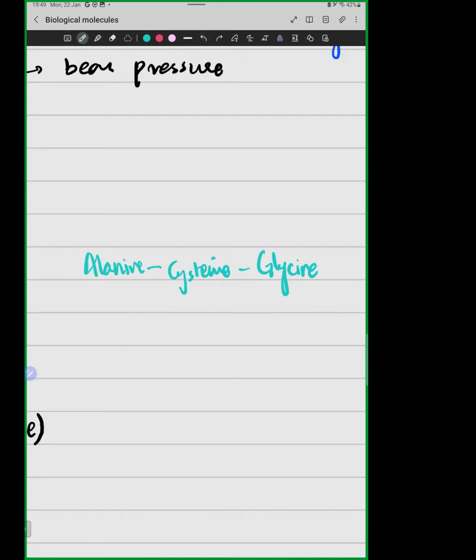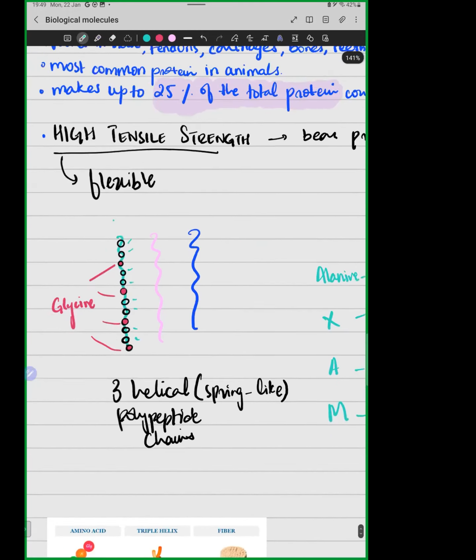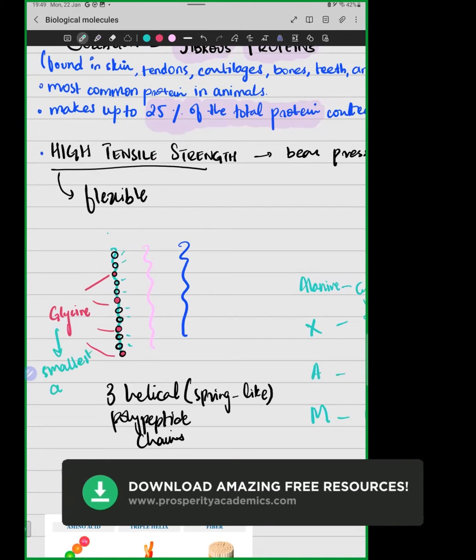So similarly X and Y can be anything in polypeptide chains, but the third amino acid will repetitively be what? Glycine. For example, in another polypeptide chain it is A, B and glycine. Another could be, for example, M, N, and glycine. But every third amino acid in a polypeptide chain has to be what? It has to be a glycine molecule. Glycine is your smallest amino acid.